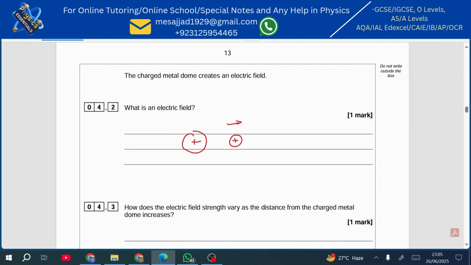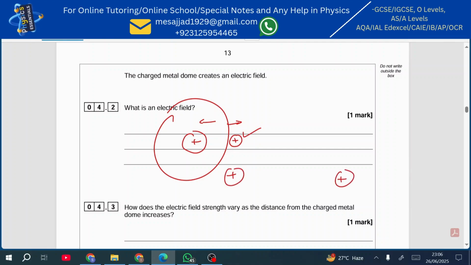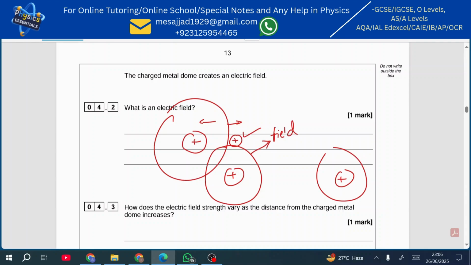they always do the repulsion. Why? Because you are bringing the external positive into the field of the bigger positive charge. This repulsion only happens up to a certain field or certain area. For example, here you have a positive charge and here you have a positive charge. They will not do anything because this positive charge is out of the field of another positive charge. So that circle that I am making around a charge is actually called field.